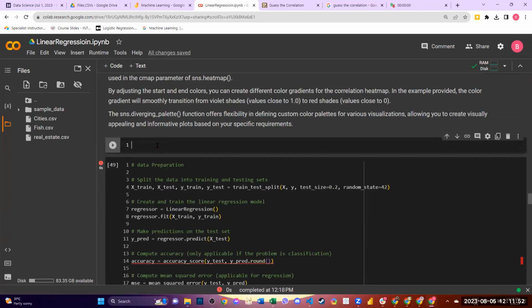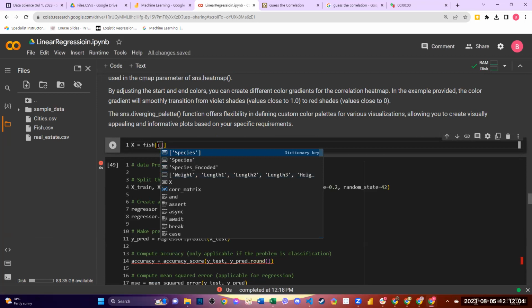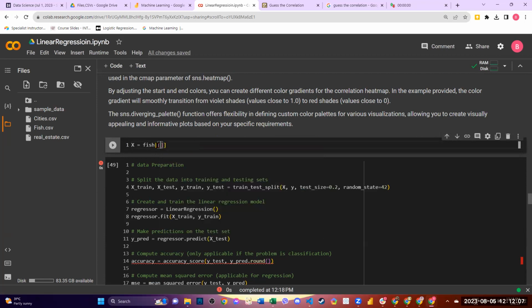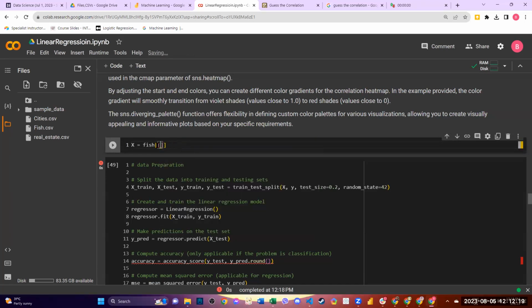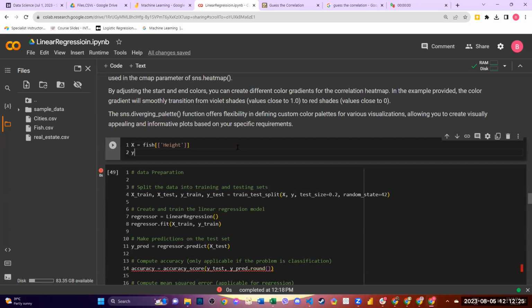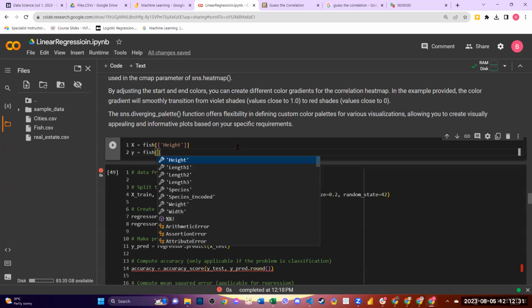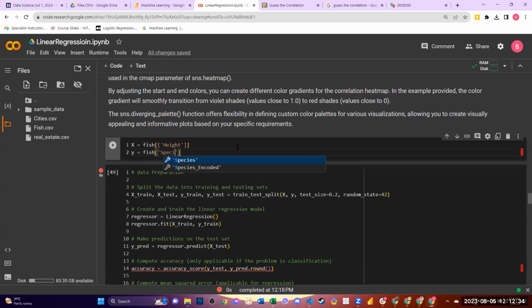For our data preparation, our X will be fish height, and our Y will become fish species encoded.